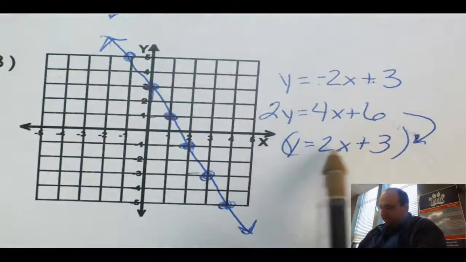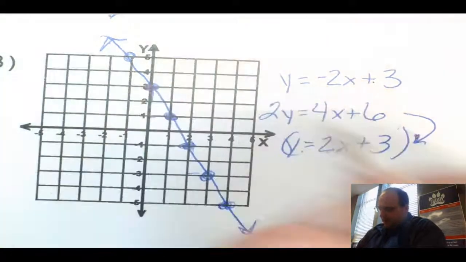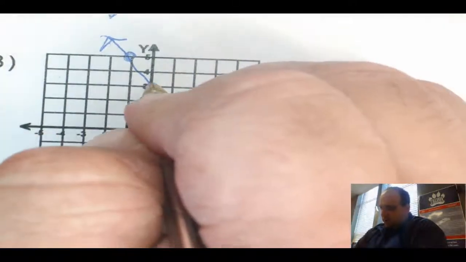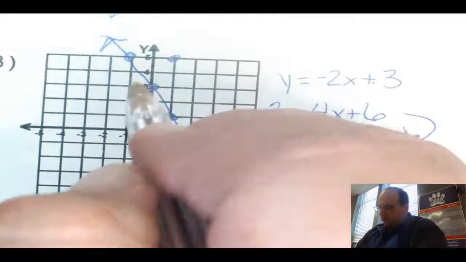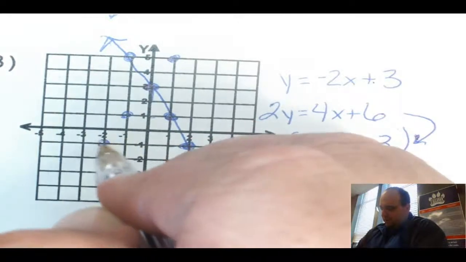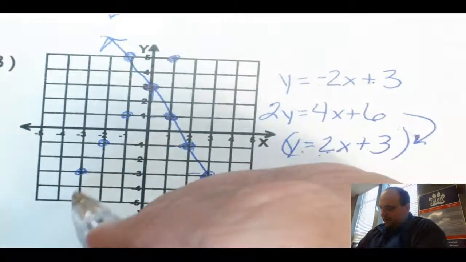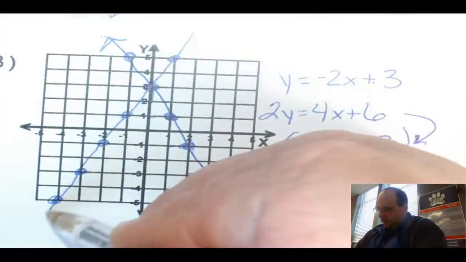So now I'm going to go ahead and graph the other one, y equals 2x plus 3. So I start at positive 3. I follow the slope of positive 2 over 1. So I'm going to go up 2 and right 1. I can't go up and to the right anymore, so I'm going to go to the opposite. Down 2, left 1. Down 2, left 1. Down 2, left 1. I'm going to go ahead and draw that line in there.